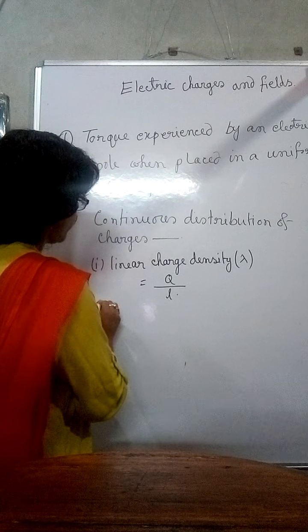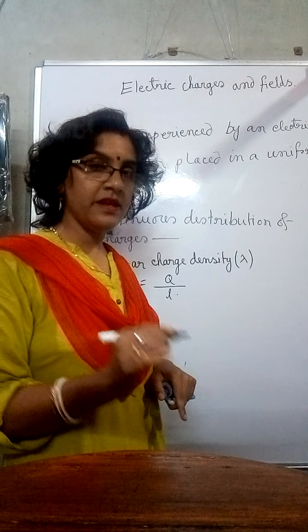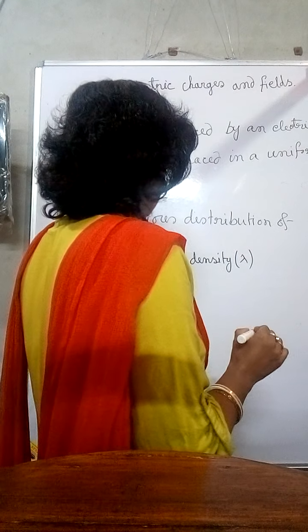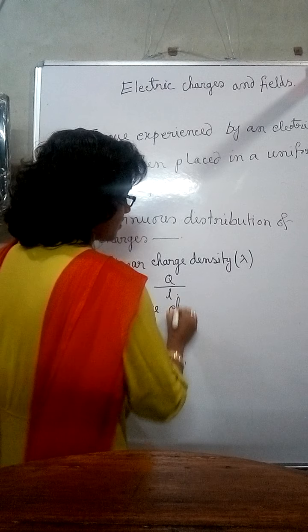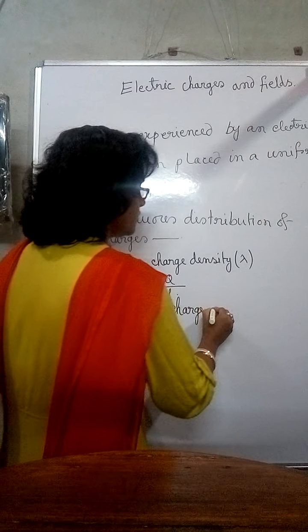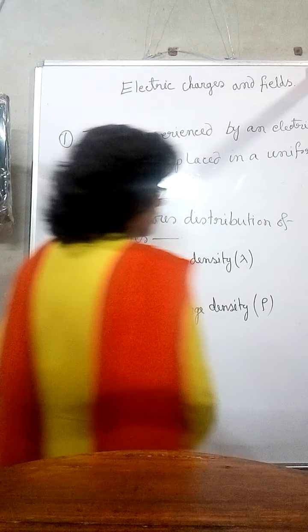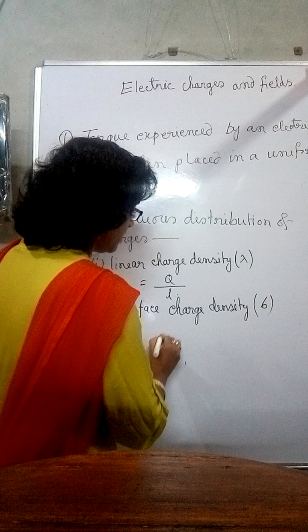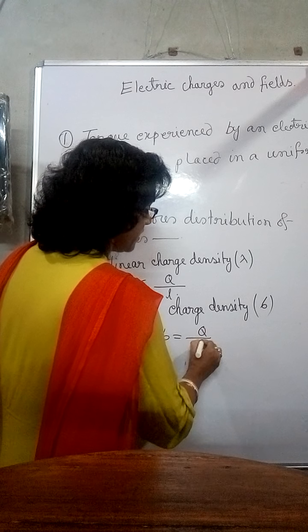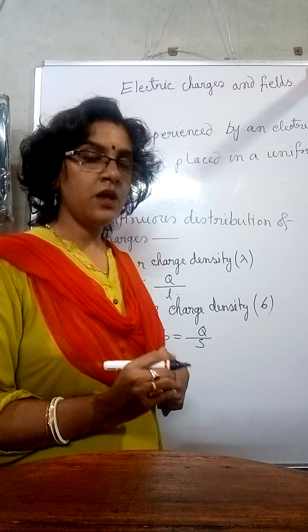Number 2 is when the distribution is on the surface of area S, then what will be the surface charge density? Let's see. Surface charge density, its symbol is sigma, then sigma is equal to Q by S, where Q is the charge that is uniformly distributed on the surface of area S.